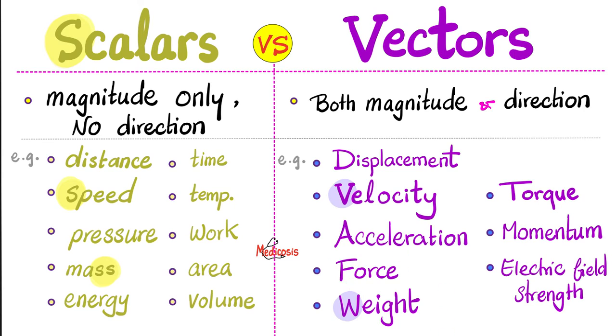Today we're talking about force. Force is a vector. It does have a direction. And remember, force equals mass times acceleration. Where is mass? Mass is here. Mass is a scalar and acceleration is a vector. Whenever you multiply a scalar by a vector, you get a vector.